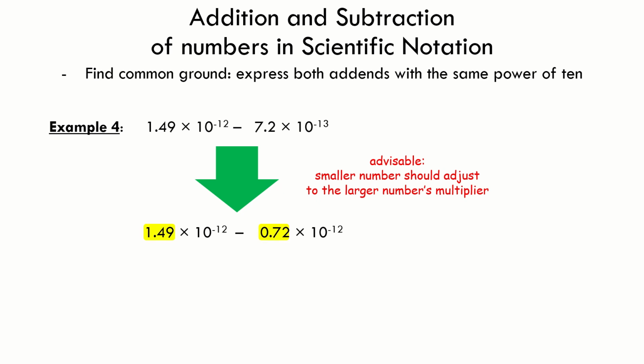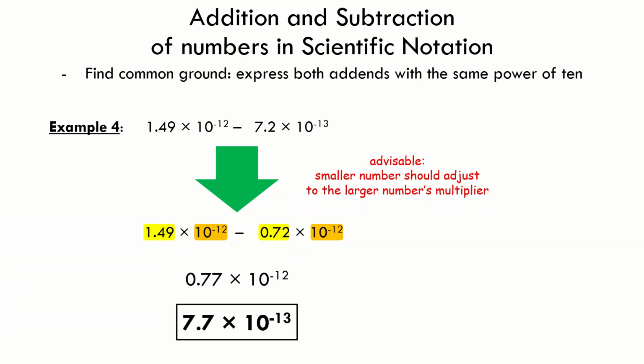Okay? Pwede na natin i-subtract ang ating mga coefficient. 1.49 minus 0.72 ay 0.77. At ang ating multiplier ay ganun pa rin, 10 to the negative 12. Pero, hindi ito in proper scientific notation. Kailangan ng ating coefficient ay may whole number between 1 and 10. Kaya, kailangan natin i-adjust yung 0.77 to 7.7, at i-adjust din natin ang ating multiplier to 10 to the negative 13 para mabawi yung adjustment na nauna.